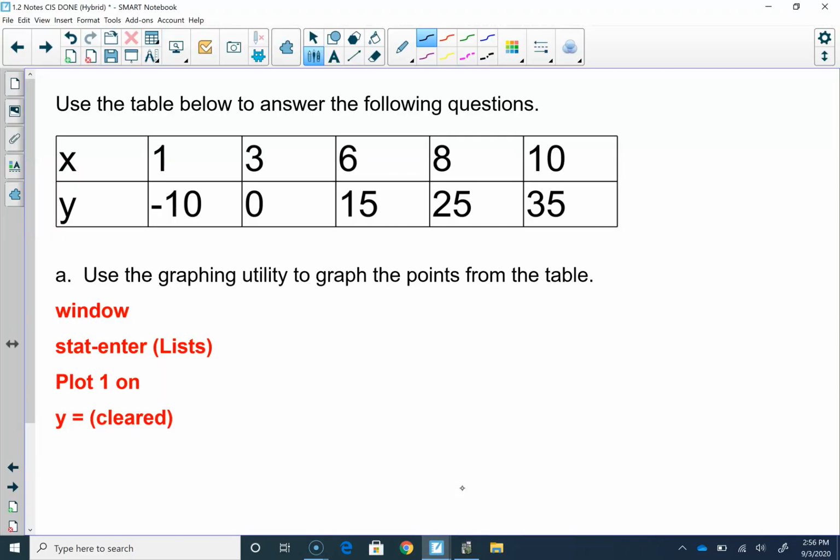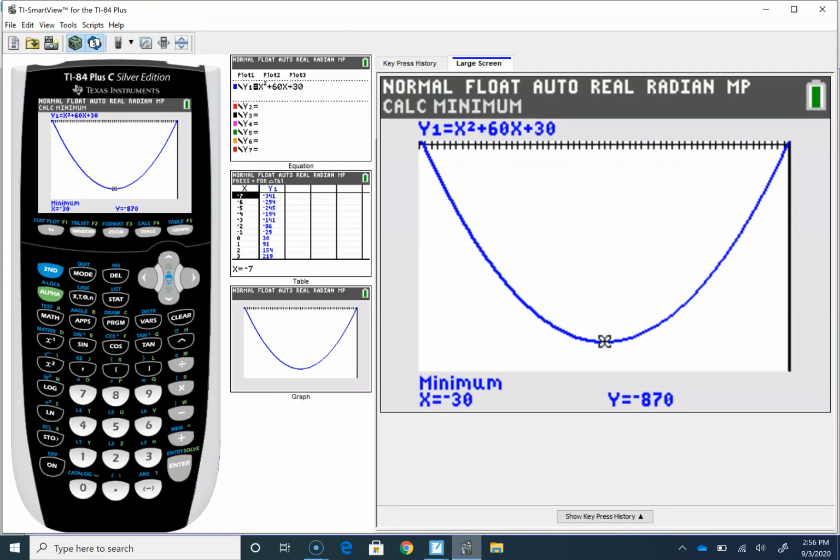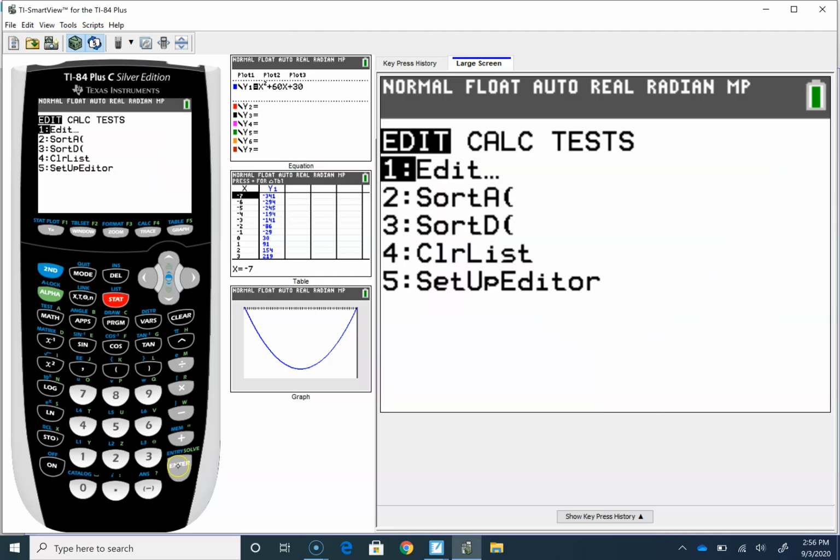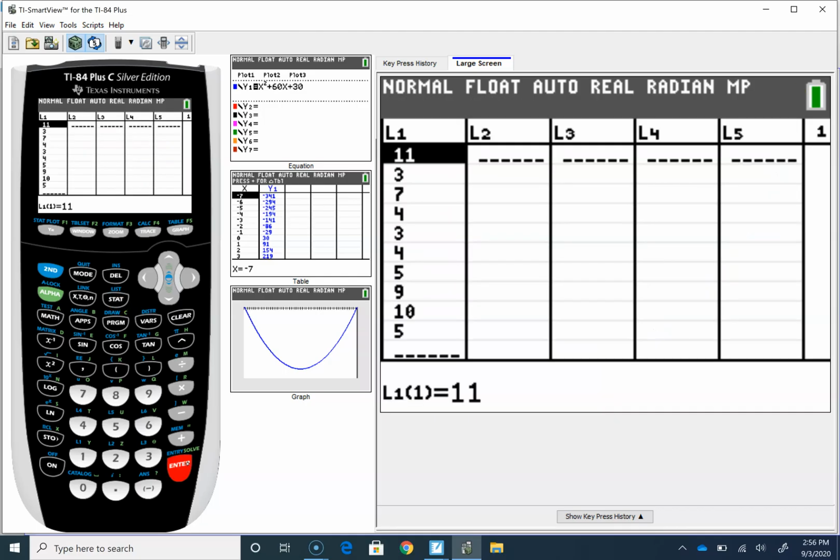Okay, so now we're going to take this table and make a best fit graph out of it. So here's my x's, here's my y's. I'm going to go to the calculator and put this in the table. So I'm going to take the stats that I have and enter them. So stat, enter. You might want to write some of these directions down because you're going to need them for your homework, so you know how to get there.